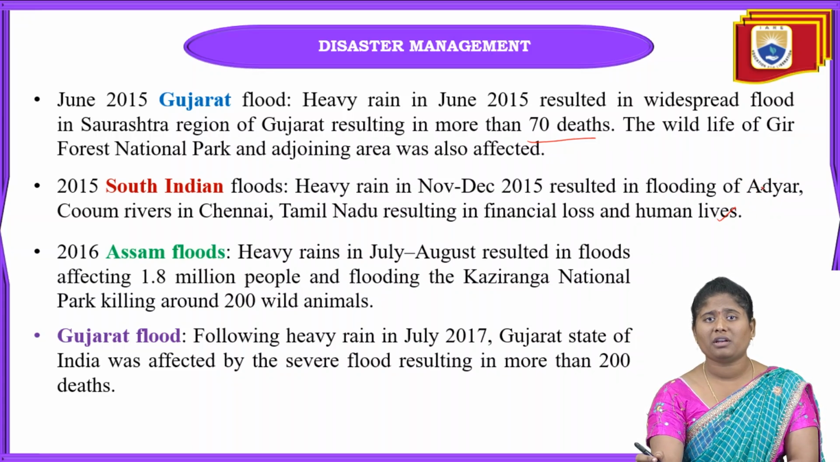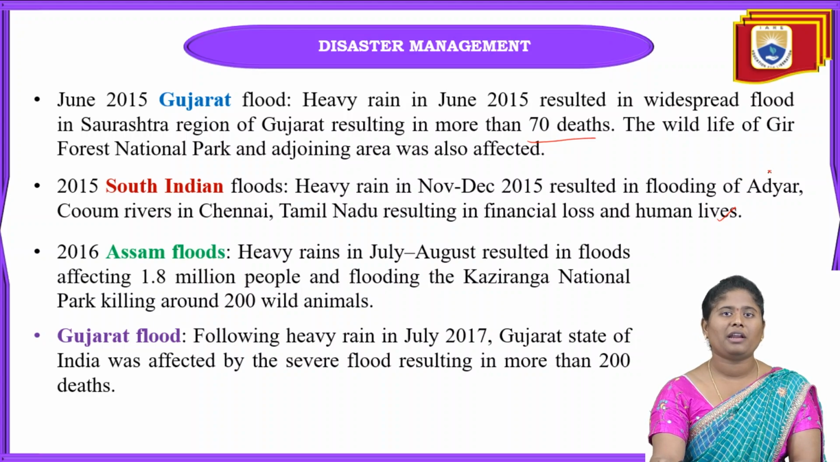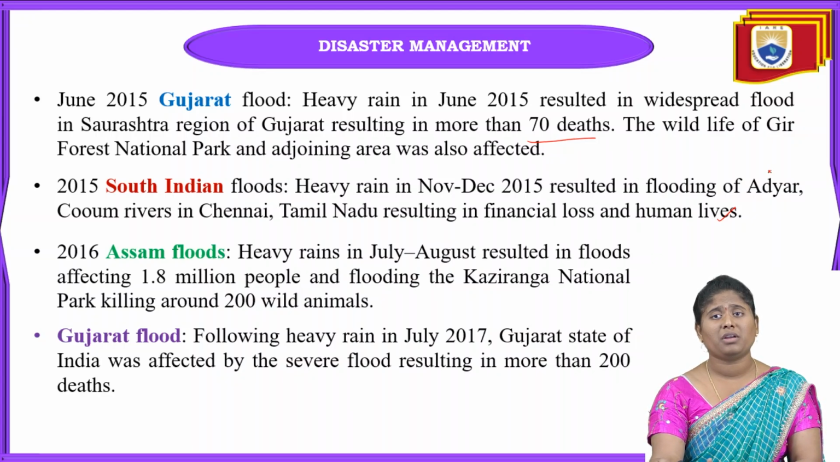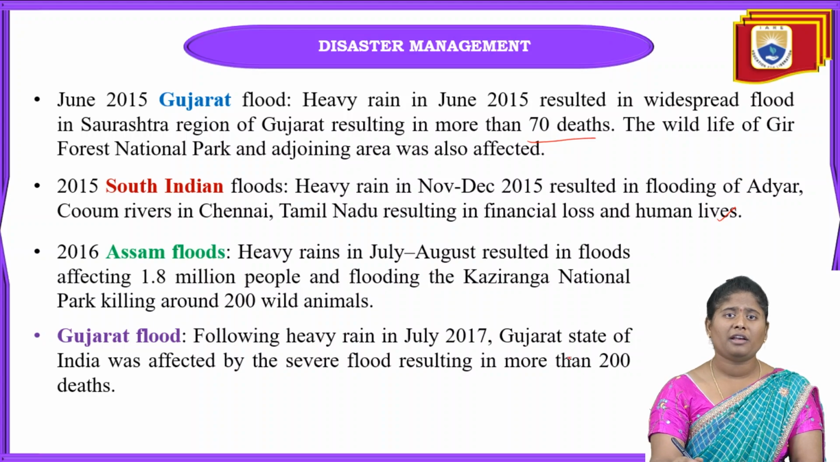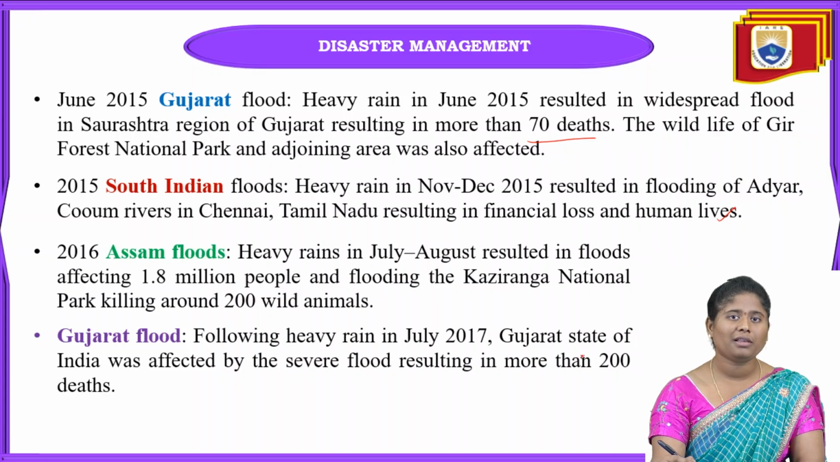Adyar and Cooum rivers in Chennai, that is in Tamil Nadu. Floods also occurred in that region in 2015, and Chennai also faced financial loss and human loss. And next one is in the Assam region. In Assam, from July to August, most of the floods occur, and that also leads to the death of both animals and humans. And next one is in Gujarat in 2017. Because of heavy rainfall, severe floods occurred at that time, and that led to the loss of 200 lives.